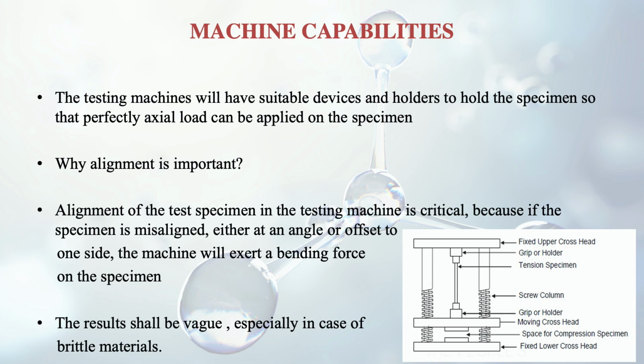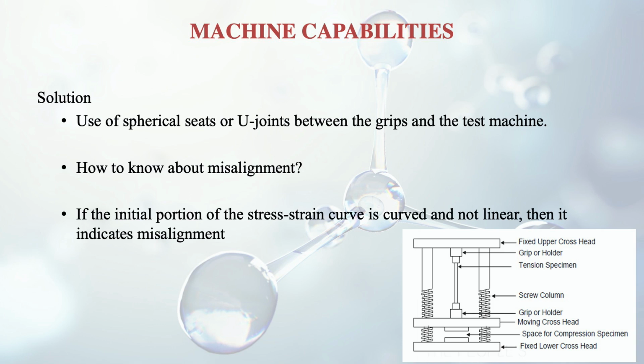So that's why the question arises, why is alignment so important? Alignment of the test specimen in the testing machine is very critical, because if the specimen is misaligned either at an angle or offset, then the machine will exert a bending force on the specimen, and then we will get vague results and we will not be able to get the material properties, especially in the case of brittle materials. So what is the solution to avoid this bending effect actually? We will use spherical seats or U-joints between the grips and the test machine.